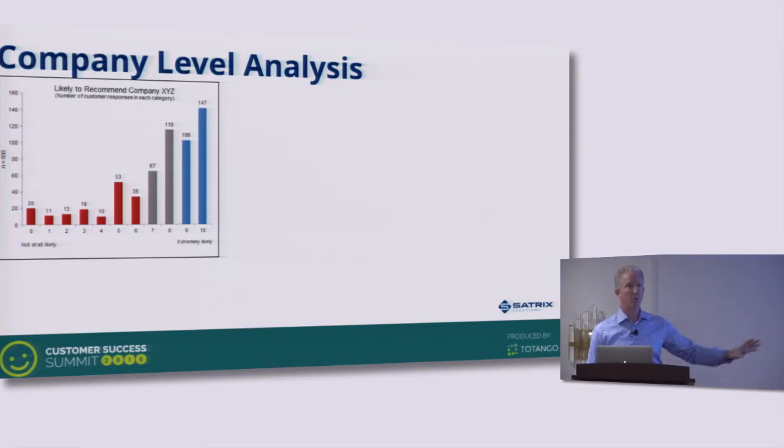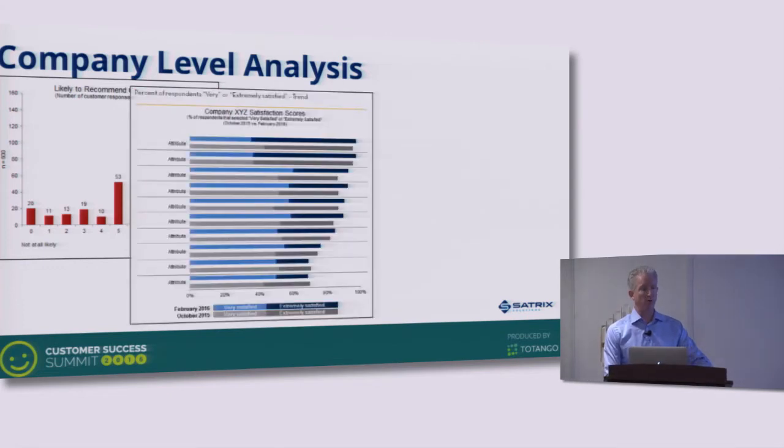So we look at, for example, the distribution of responses. And you'll probably all recognize the response to the Net Promoter question, how likely are you to recommend? So very simply, how many of your customers responded in each of those categories? We look at something called top two box.